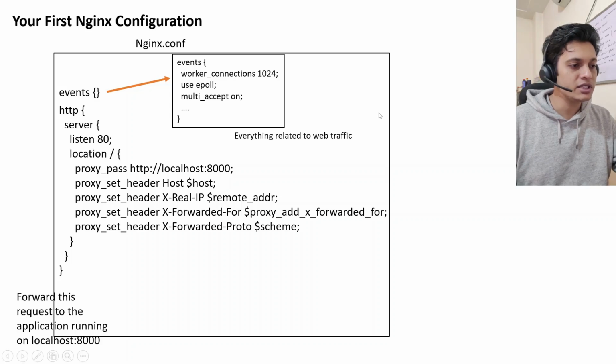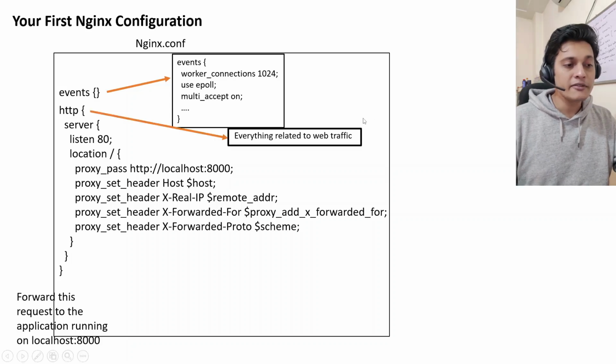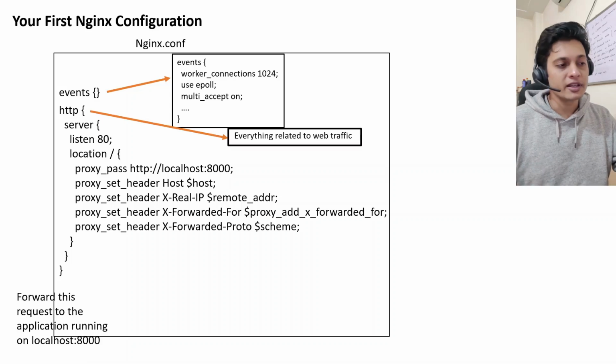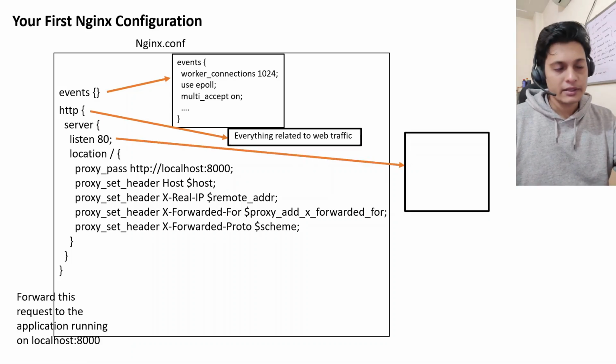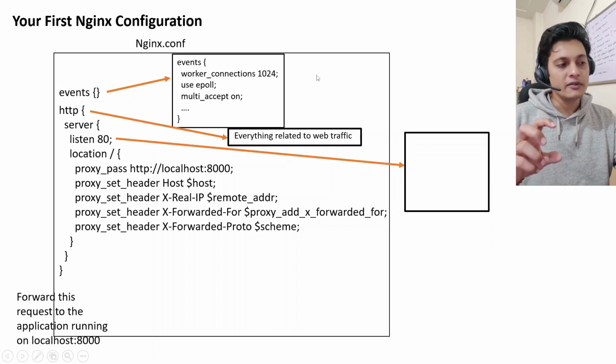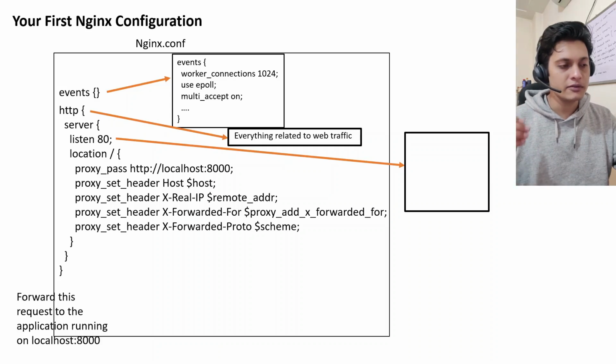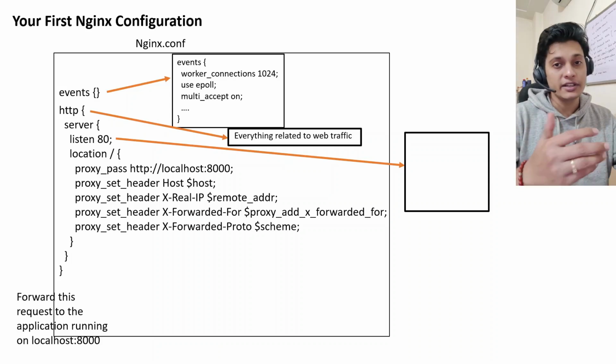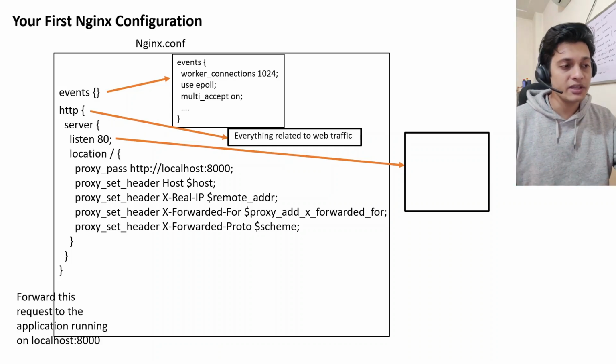Okay, now comes the HTTP. Everything related to the web traffic. Web traffic means, okay, we will go one by one through all the things, then we will understand that it is for the web traffic. Till now we were working with the Nginx processes, like how many processes Nginx can run, or how it should work on the traffic. But the HTTP is all related to the web traffic.